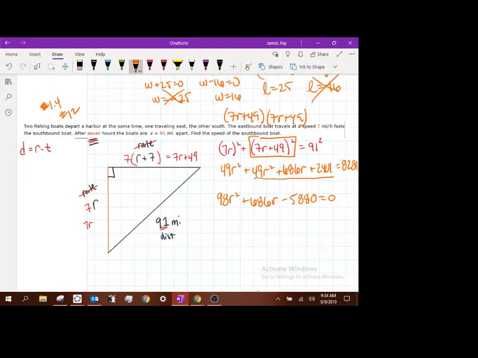Now, if I look at this, I hope the 686, does that divide by 98? Yes, it does. Does 5880 divide by 98? Yes, it does. So this makes it a lot easier. Divided by 98, I get R squared plus 7R minus 60.